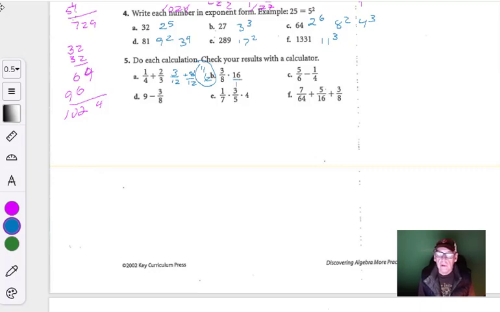Here we're multiplying. We get 3 times 16 is 48 over 8. I could have cross-canceled and simplified it, but basically we're going to get 6.